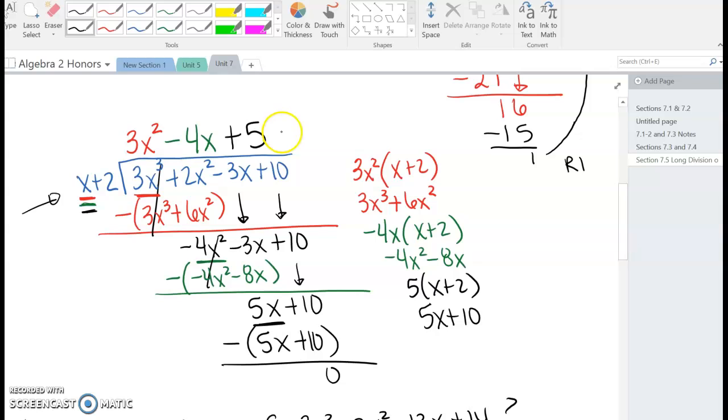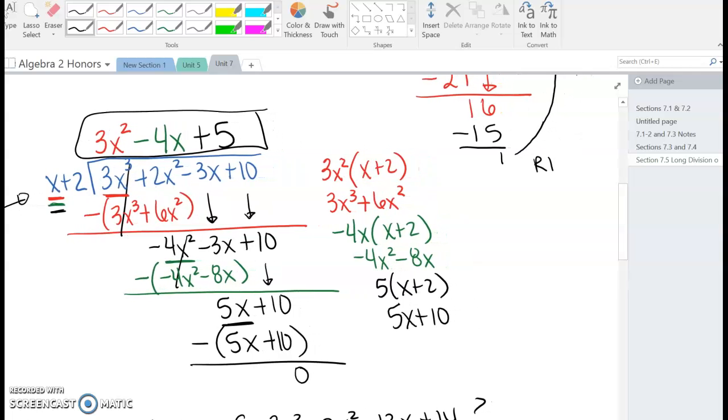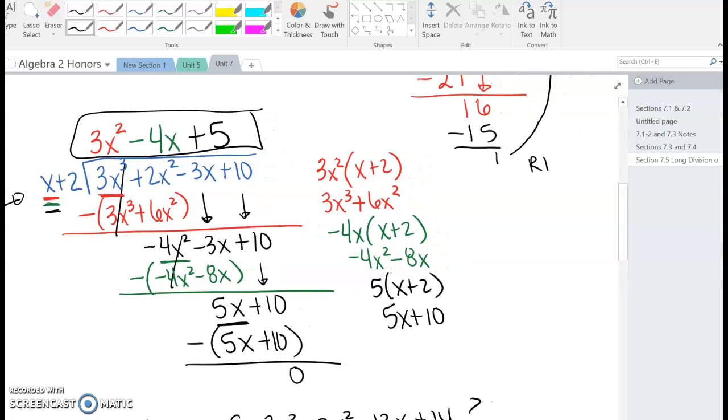Now I could write plus 0 over x plus 2, but I really don't need to. I can just write my polynomial as 3x squared minus 4x plus 5. So one thing I want to point out is that when I get a remainder of 0, that means that polynomial divided nicely by the other polynomial. And we have a special name for that, right? So when we think about our 2 learning targets today, we wanted to be able to decide if one polynomial was a factor of the other polynomial.